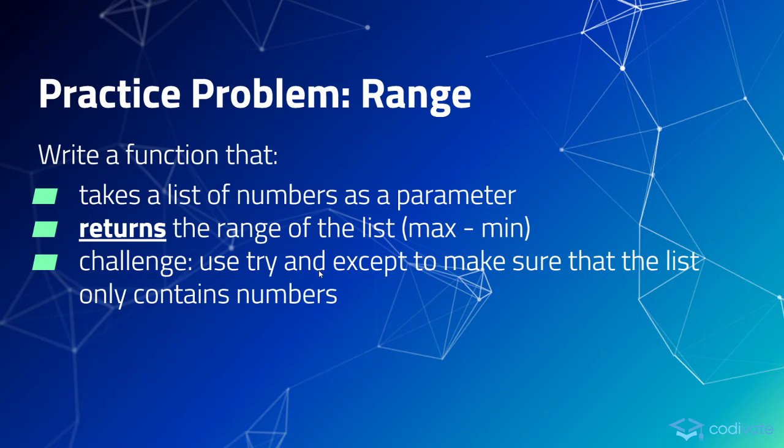And a challenge, if you want to practice another concept that we learned, is to use try and except to make sure that the list can only contain numbers. You may be thinking, well, recently we saw how to use max and min on a list with strings. That worked. Why do we need to make sure it's numbers? Well, in the context of range, usually we're talking about a list of numbers. We don't really want the range of a list of strings. That doesn't really make sense.